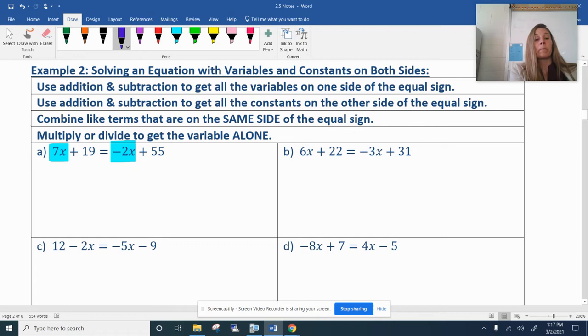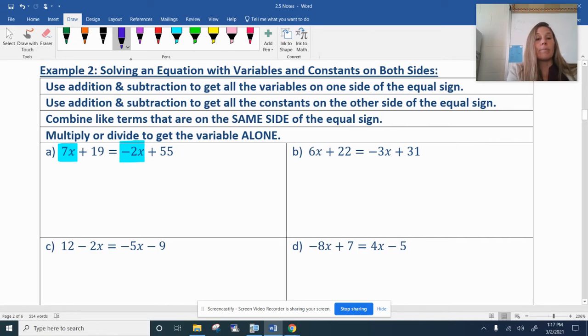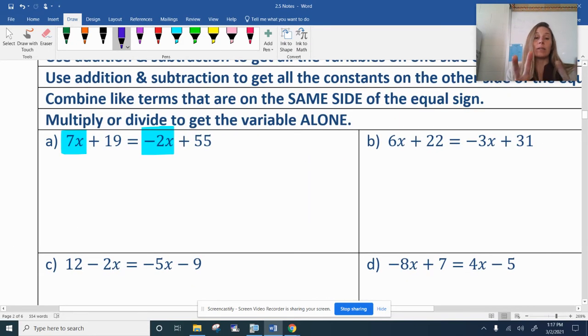And what I mean by that is, in this situation, I have an x on both the left and the right. I have a constant on both the left and the right. Well, if I move my x's to the left by adding 2x, I will get a positive 9. But if I move my x's to the right by subtracting 7x, I will get a negative 9. And ideally, the problem will be a little bit easier if I have a positive x, because then I'll be dividing by a positive when I get to that point.